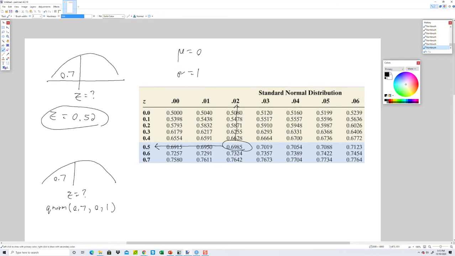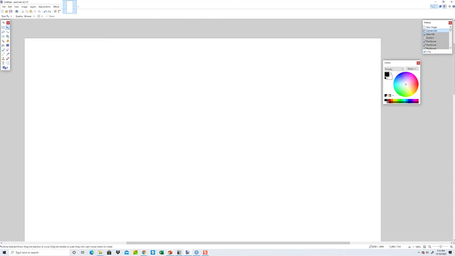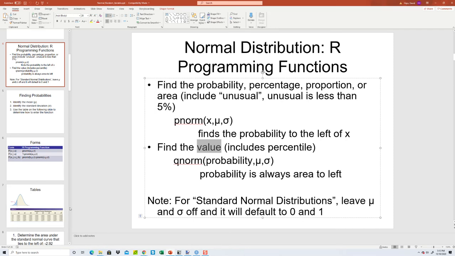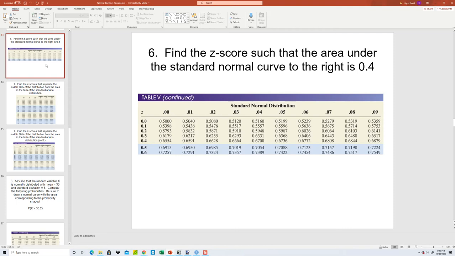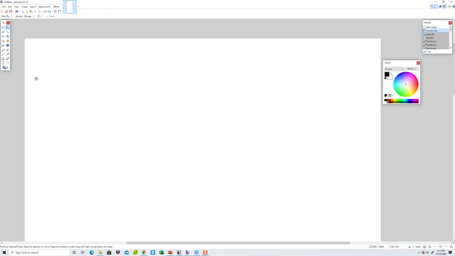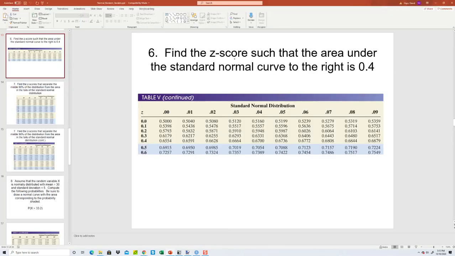Okay, so let's take a look at the next problem. And number 6. Okay, find a z-score such that area to the right is 0.4. So 40% over here, because it says the area under the standard normal curve to the right is 0.4.